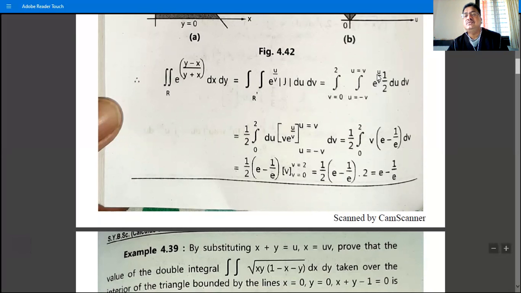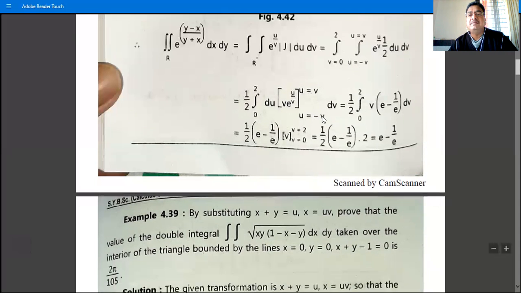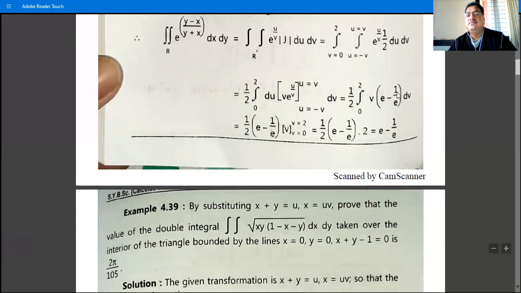So e raised to 1 by v into u. So 1 by v is constant, so divide by 1 by v. E raised to u by v divided by 1 by v, into v, from lower limit to upper limit. Then take the value at the upper limit minus the lower limit, that is substitute u as v. So e raised to 1 and e raised to minus 1, that is e minus 1 by e.